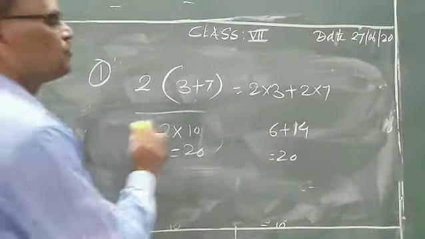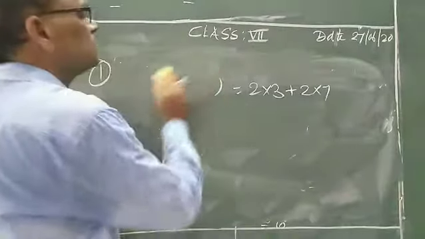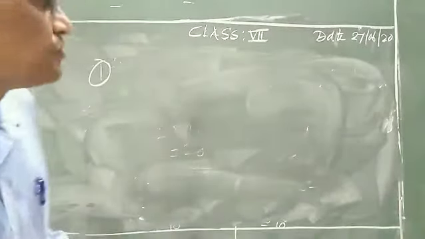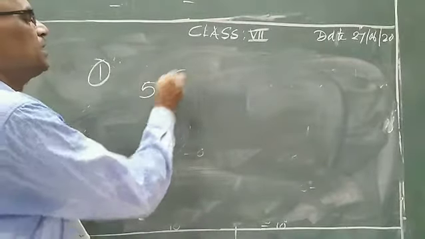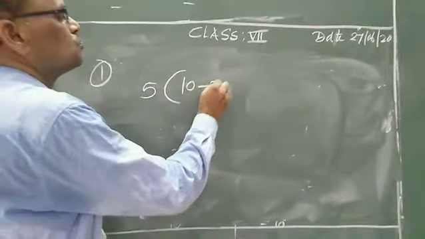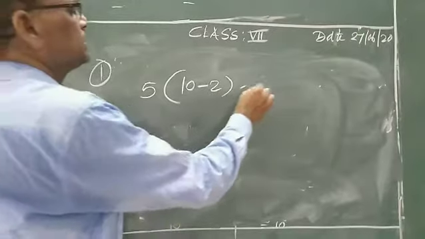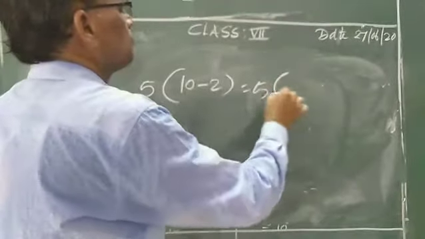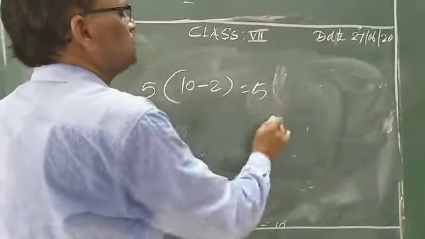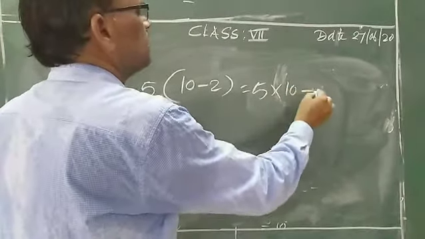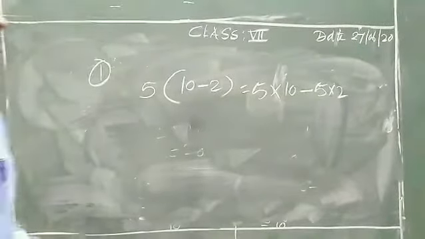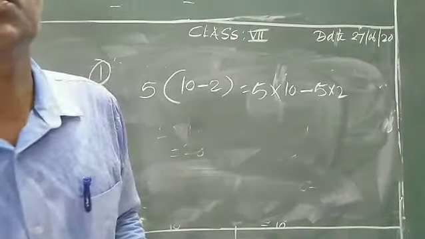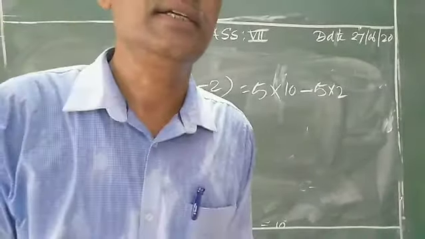Again, we consider the next, that is 5 in bracket 10 minus 2. This gives 5 into 10 minus 5 into 2. This property is known as the distributive property of integers.